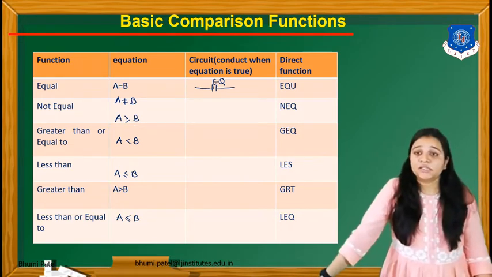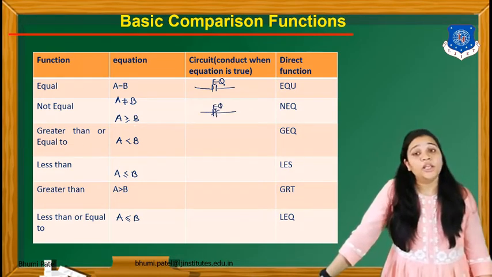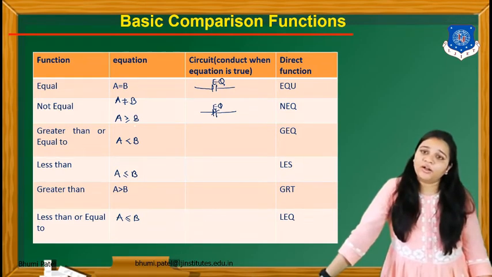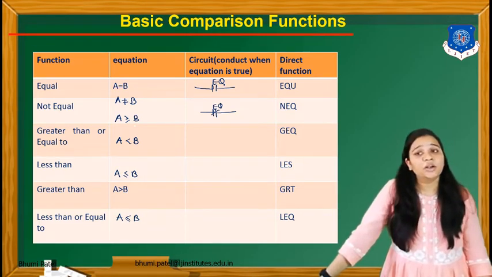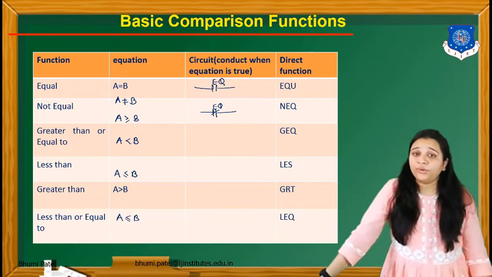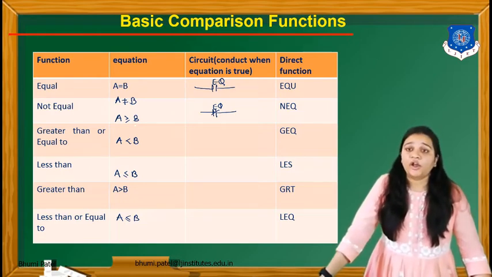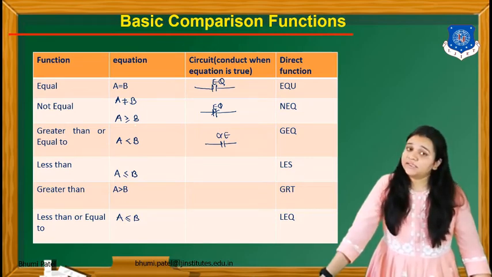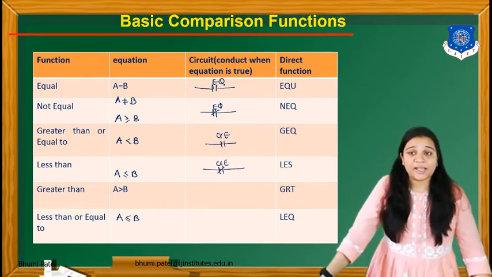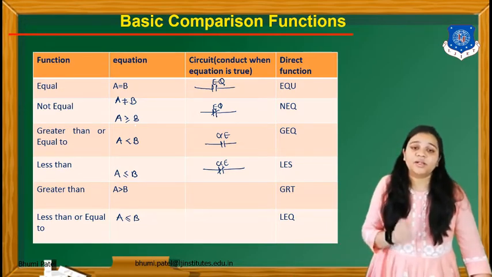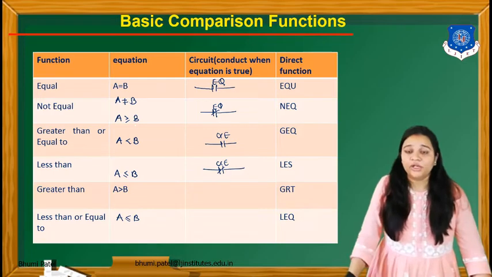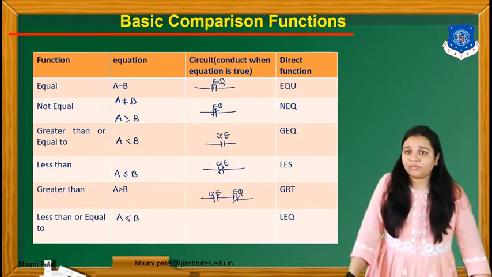Now what is the circuit for not equal to? If the numbers are not equal, we use the equal-to circuit connected in a normally closed contact. For greater than or equal to, we use the direct function GE. For less than: if greater than or equal to is not true, then the number is always less than the other number. So this is the circuit diagram for less than.